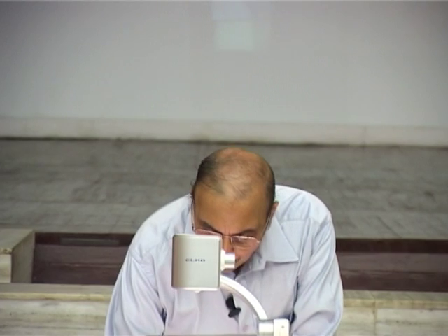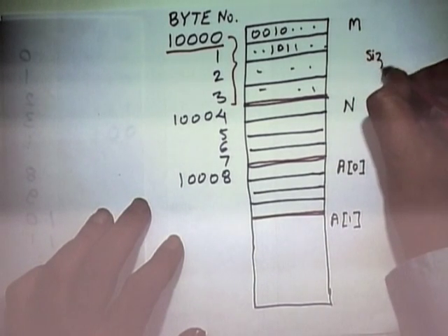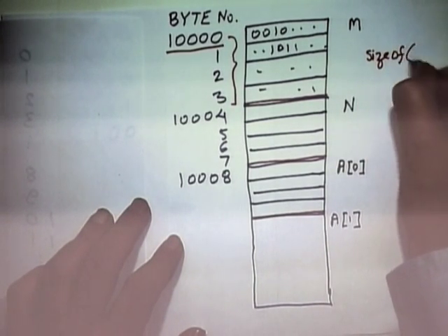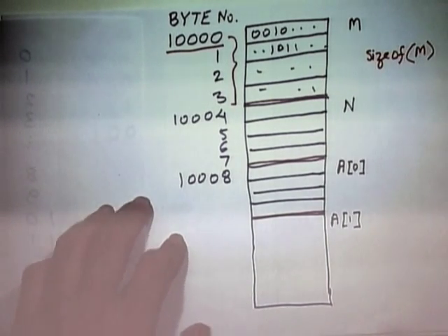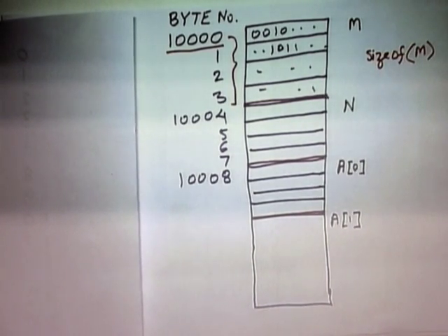How will you know? If at all you have to find out, as we shall see later, you might have to find out. There is a special function available in C++. If you just say sizeof M, the sizeof M looks at the type of M and returns the number of bytes that M will occupy in the computer's memory. So it will return 2 or 4 or 8 or 20, whatever be the size. So it's a useful function.